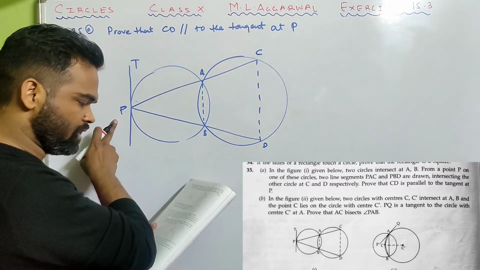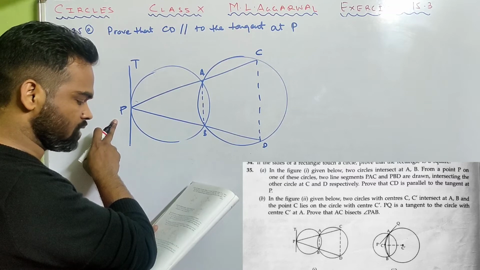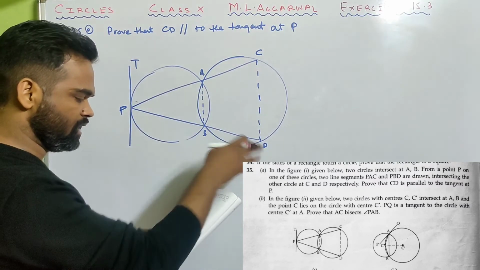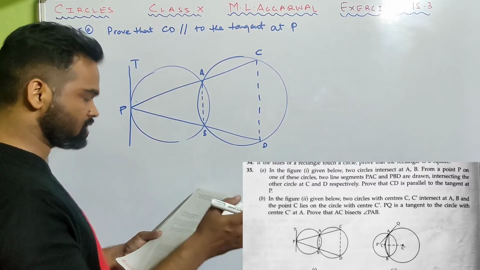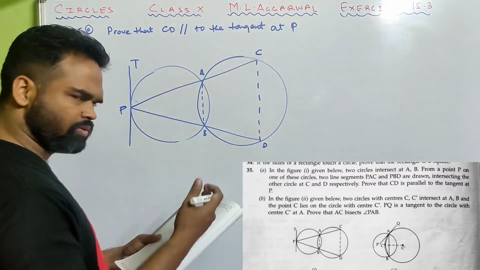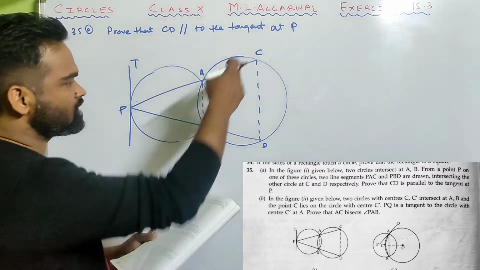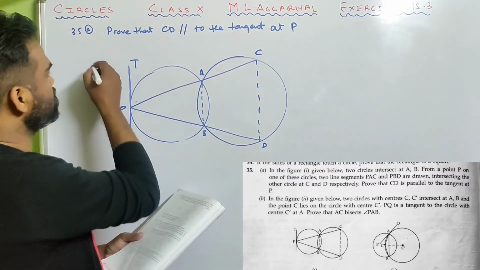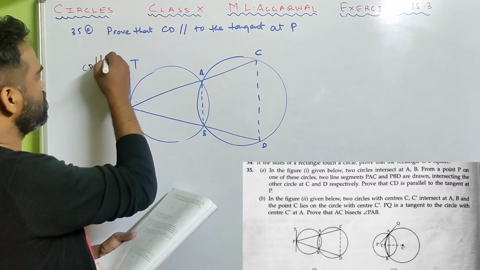From a point P, on one of these circles, two line segments PAC, PBD are drawn, intersecting the other circle at C and D. You can see the figure. Prove that CD is parallel to the tangent at P, which means we need to prove that CD is parallel to TP.